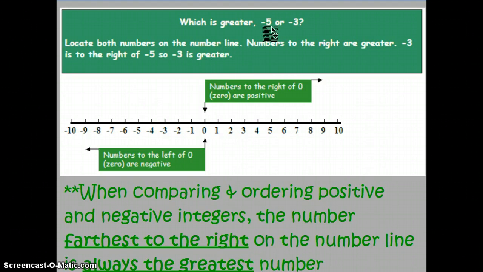Okay, so we're talking about -5 and -3. Well, let's find -5 on the number line. And that one is going to be right here. Here's -5. And then -3 is right here. So when we're comparing and ordering positive integers and negative integers on the number line, the number farthest to the right is always going to be the greater number. So as you can see, both of them are to the left of 0, but because -3 is further to the right on the number line, that's actually going to be the larger number.